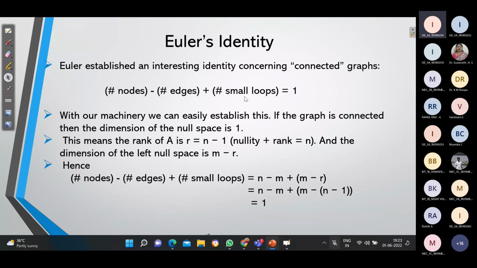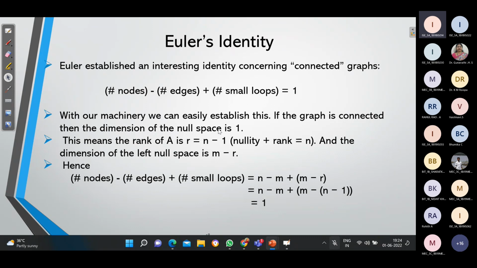Euler's identity is represented as the number of nodes minus the number of edges plus the small loops. Within the graph, we might have loops or we might not, so loops are also considered. When this equation sums to 1, this is Euler's identity. Whenever a graph is a planar graph, meaning each and every edge does not intersect with any other edge, there are no overlapping edges, then all planar graphs lead to 1. So Euler's identity is applicable to all planar graphs, basically.